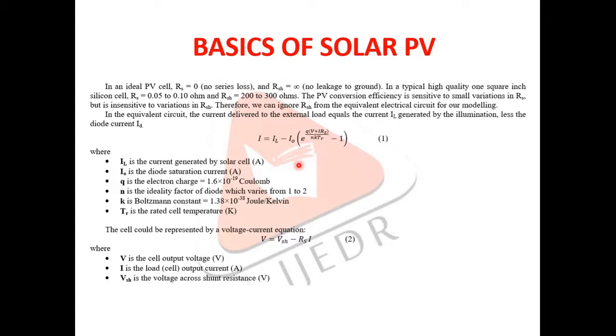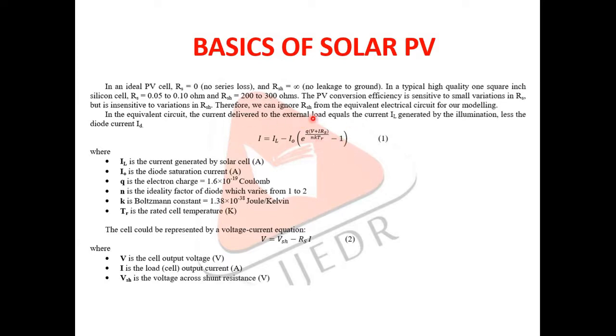So in the equivalent circuit, the current delivered to the external load is equal to the current IL generated by the illumination less the diode current ID. So we will ignore the shunt current ISH. So I is equal to IL minus ID, where the diode current ID is equal to I0 in bracket e raised to q into (V plus IRs) divided by nkTr, minus 1.